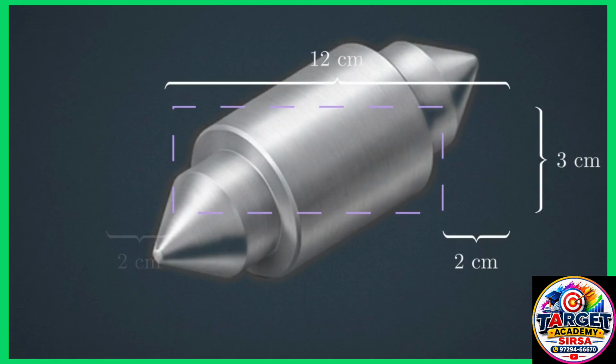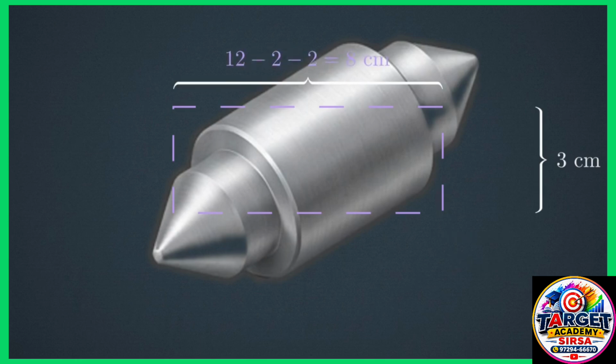Watch the 12 centimeter bracket on top. If we subtract the 2-centimeter cone on the left and the 2-centimeter cone on the right, the bracket shrinks to 8 centimeters. That is the hidden height of our cylinder.